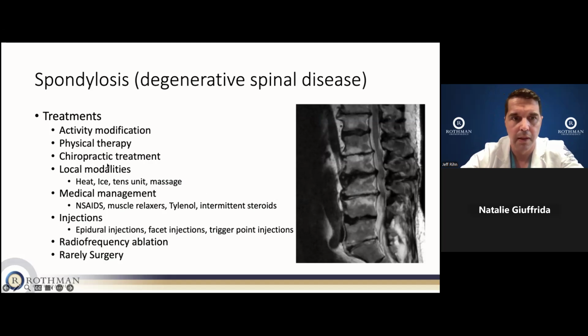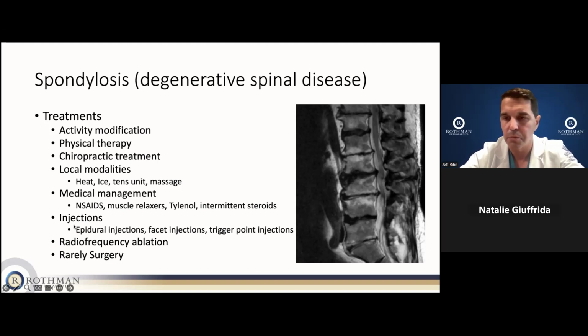So some things we try, just activity modification, trying to avoid the things that tend to flare it up. Physical therapy can be helpful, chiropractic treatment, local modalities such as like ice, moist heat. You can get local massages in the muscles around the spine. Medical management, including the anti-inflammatory medication, muscle relaxers, intermittent steroids for acute flare-ups, and then injections.